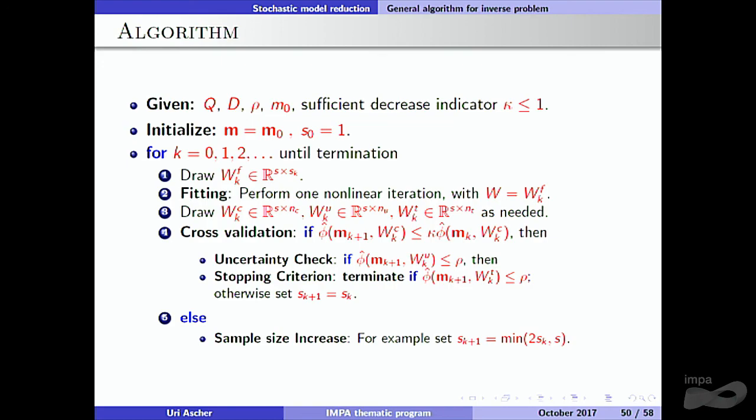And then a cross-validation step. We check whether, based on this, the C here stands for control. This is a control group. The unbiased estimator with respect to the control group, does it actually decrease when you move from m sub k to m sub k plus 1? And if not, then we say, oh, the size of the sample is too small. Increase it by a factor of 2. If yes, continue and see whether we can terminate.